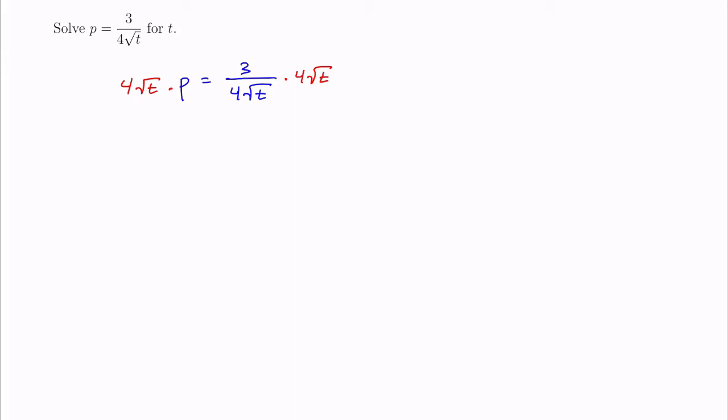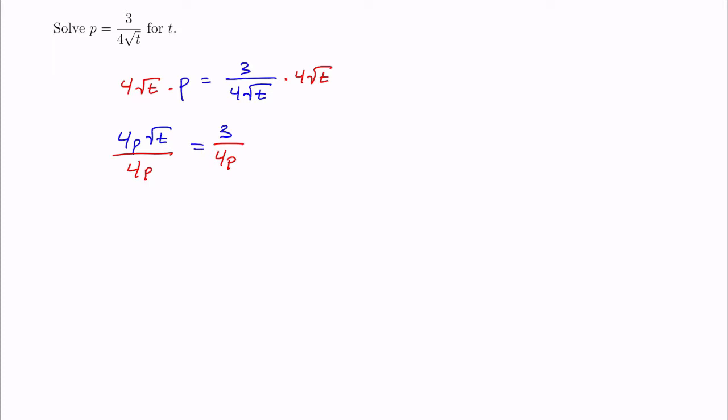In doing so, the denominator and the new 4 root t on the right side of the equation cancel, leaving us just with 3 on the right side of the equation. Over on the left side of the equation, I will rewrite this as 4p root t. To solve 4p root t equals 3, we still need to isolate that radical. But again, we needed to isolate the radical when it was not in the denominator. So the next step in isolating that radical will be to divide both sides of the equation by 4p.